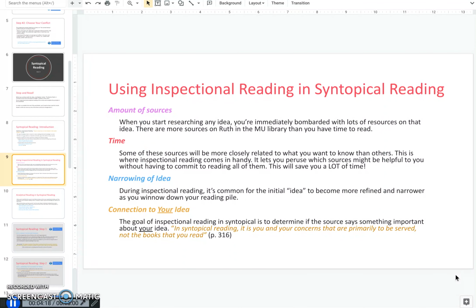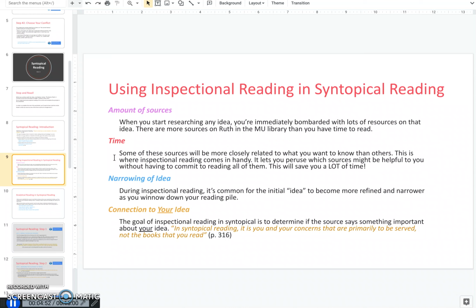So there are 4 ways that inspectional reading will help you with syntopical reading. The first is that it'll help you narrow down the amount of sources that you need to read. So if you're going to type in the Book of Ruth for the Bible in the normal library, you're going to be bombarded with a ton of sources, more than you would have time to read in this semester. So by doing an inspectional reading of these sources, it'll help you focus on which ones would be the most relevant for you to read for your paper.